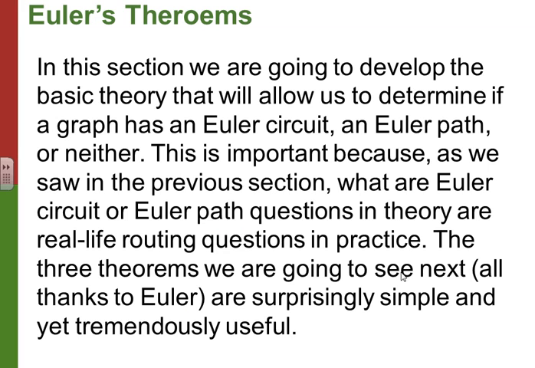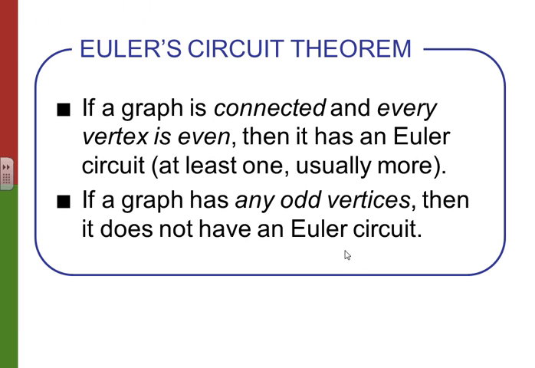So we're going to develop some things to determine whether or not a graph can have an Euler circuit or an Euler path, or neither. If a graph is connected and every vertex is even, then it has an Euler circuit, at least one, usually more. If a graph has any odd vertices at all, then it does not, will not have an Euler circuit. So all the vertices have to be even. If any of them are odd, then no, I can't have an Euler circuit.